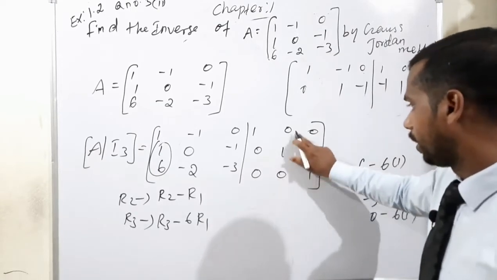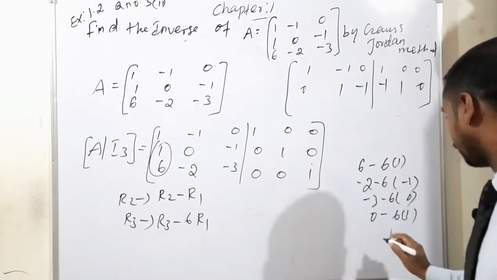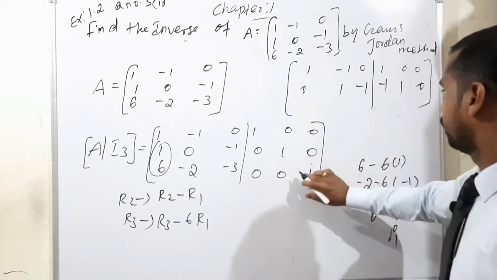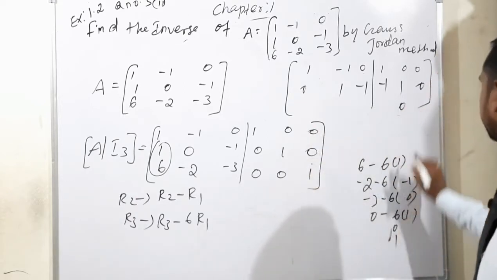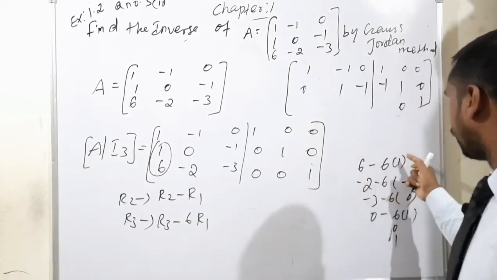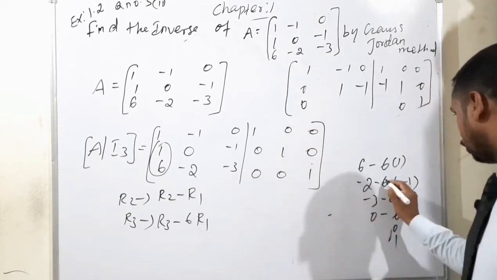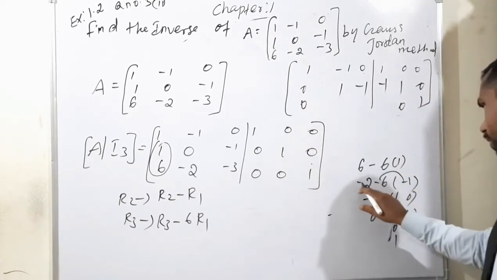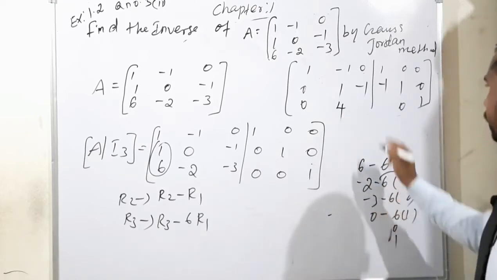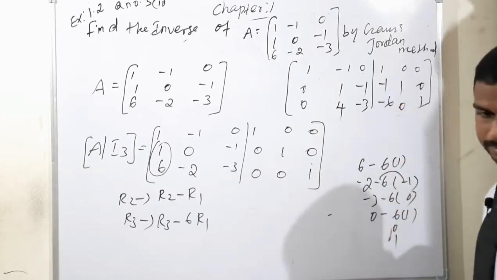Next condition, 0 and 0, no need. Again here 1 is there, isn't it? But here we have 0, so 0 and 1 will come. Definitely here 0 will come, and the last term will be 1. Remaining terms: 6 minus 6 into 1, 6. So 6 minus 6 is equal to 0. Next one, minus 2, minus into minus positive 6, so minus 2 plus 6, the value will be positive 4. Next, minus 3, only minus 3 will come. Remaining 0 minus 6, so the value will be minus 6.